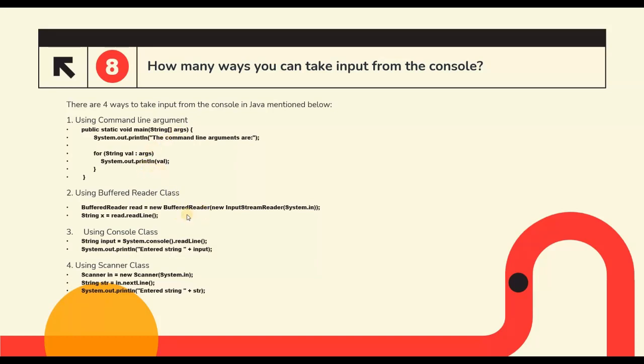Using BufferedReader, the syntax is: BufferedReader read = new BufferedReader(new InputStreamReader(System.in)). Using readLine we can take the input. Another is the Console, using System.console().readLine. Another is the Scanner, using which we can also take input from the console. So these are the 4 ways to take input from the console. We can use either BufferedReader or Scanner; these are the most frequently used. Okay, so these are the ways to take input from the user.